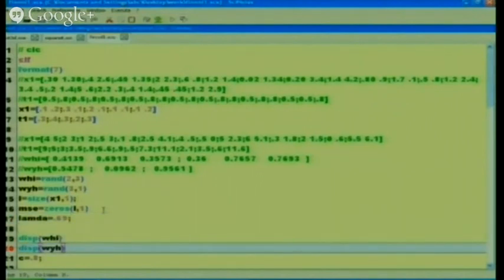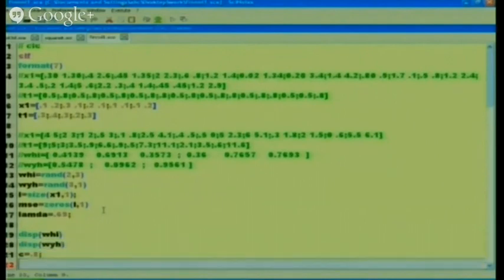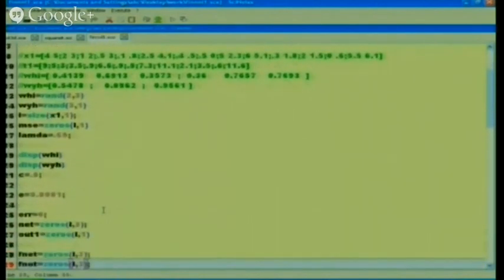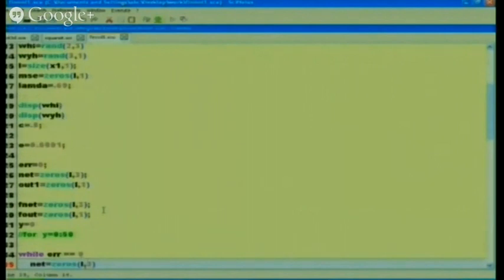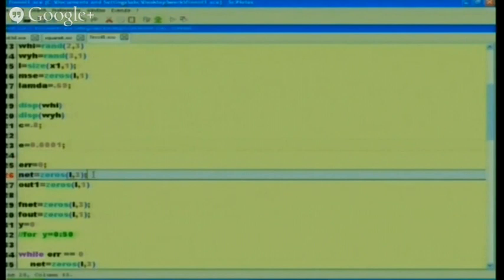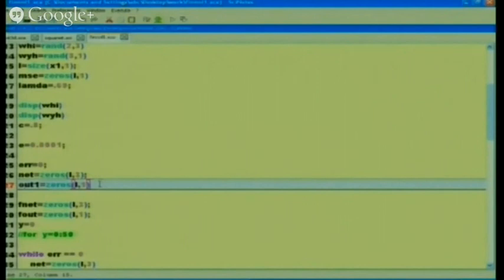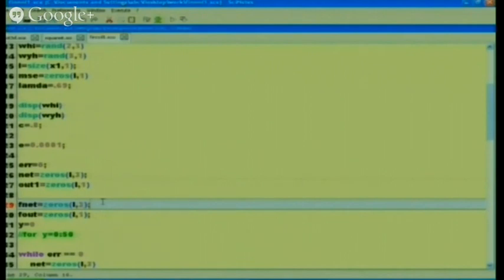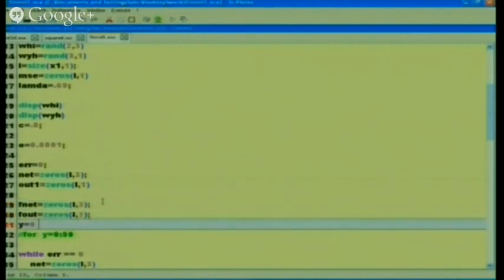Then display weights, this is up to you. Then C is equal to 0.8, that is the learning constant. Lambda is the learning rate or eta, and C is the learning constant. Then E is equal to 0.01. Initially it is kept at 0.001. Error equal to 0. Net is zeros(L,3). This is zeros(L,1,3). Then out is zeros, these are variables which are kept aside by initializing them to 0: fnet, fnout, out, all these.